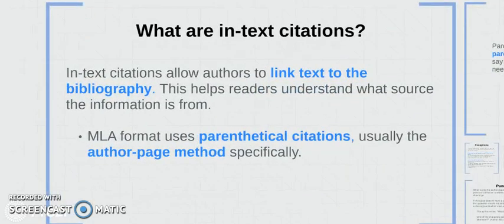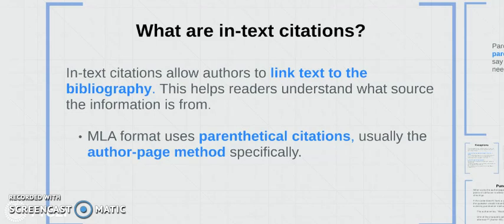To start off, let's talk about what in-text citations are and why we use them. When quoting or paraphrasing information, you have sources that you get that information from. The sources should be in your bibliography, but the reader won't know which source corresponds with whatever quote they're reading. In-text citations allow the reader to understand which quote comes from which source.